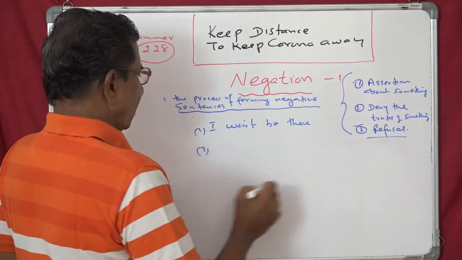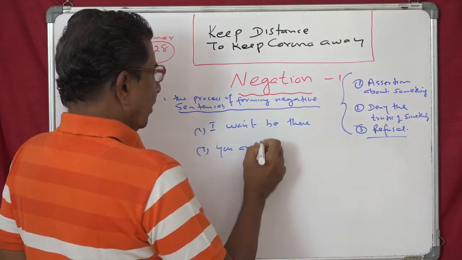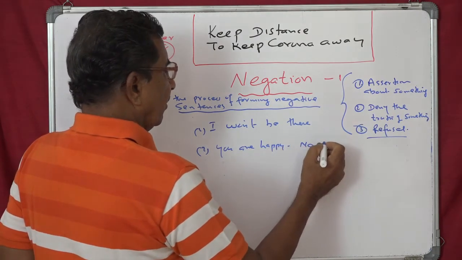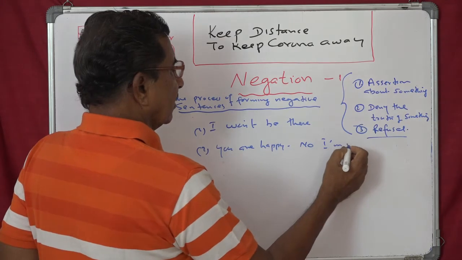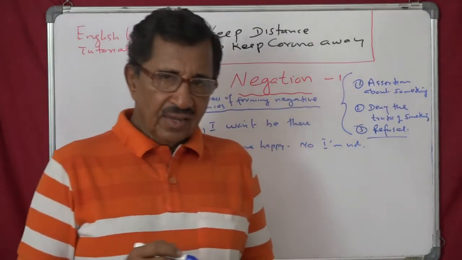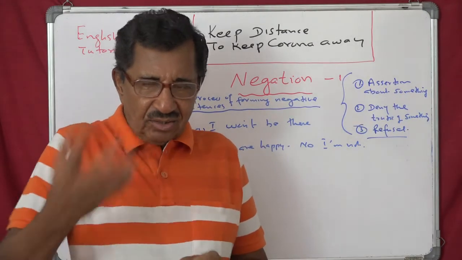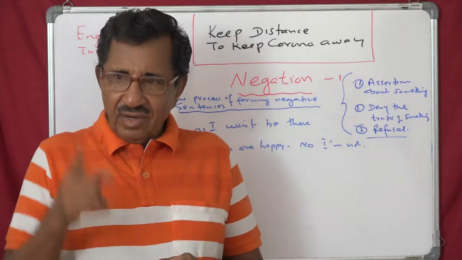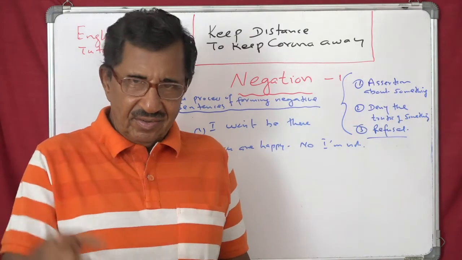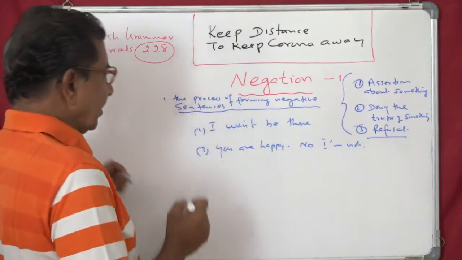Example for denying. Are you happy today? No, I am not. He is really happy, but he wants to pretend that he is sad. So that is denying the truth. You are the first one? No, I am not. He is the first one, everybody knows that. Then refusal, the third one.